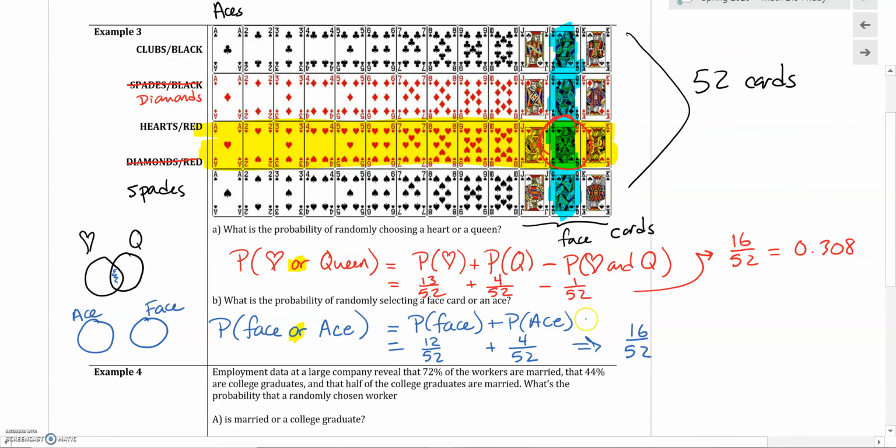But if you again see there was no need to write, I could have written minus the probability of a face and an ace. I could do that, but all of that would have been 0. Right? Let me get a different color. All of that would be 0. There is no overlap, so there's no intersection there. So there's just no need to write it.